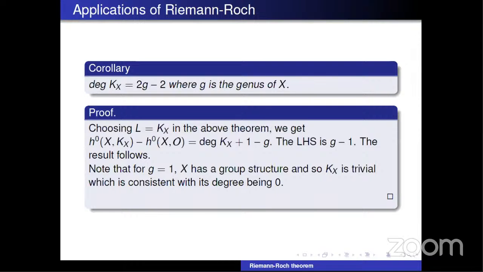Note that for g equal to 1, X has a group structure, and so K_X is trivial. Using the group structure on the elliptic curve, you can prove the holomorphic cotangent bundle becomes trivial. Therefore, its degree should be 0, which is consistent with this. When you put g equal to 1, you get 0 for the degree. So not only is it degree 0, but it's actually the trivial line bundle.